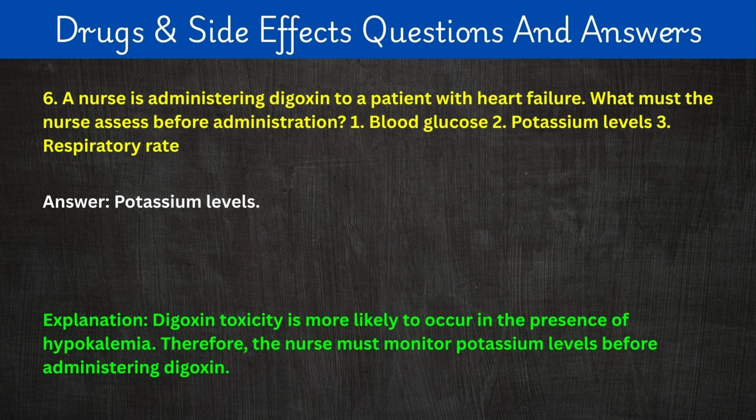6. A nurse is administering digoxin to a patient with heart failure. What must the nurse assess before administration? 1. Blood glucose. 2. Potassium levels. 3. Respiratory rate. Answer: potassium levels. Explanation: digoxin toxicity is more likely to occur in the presence of hypokalemia. Therefore, the nurse must monitor potassium levels before administering digoxin.